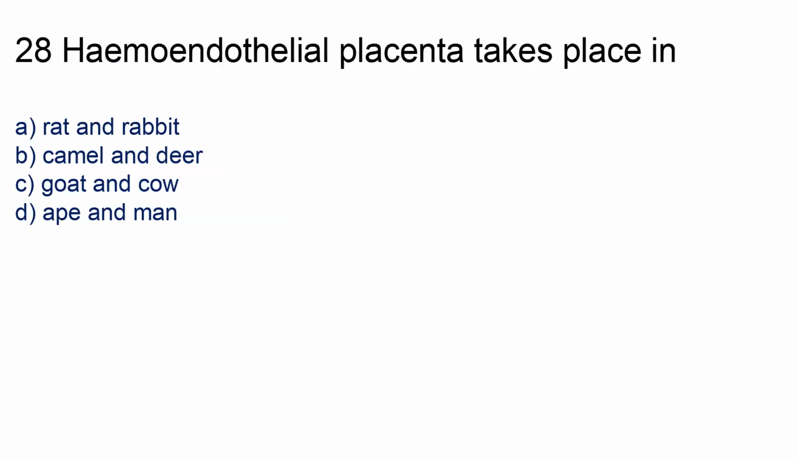Question 28. Hemoendothelial placenta takes place in: A. Rat and rabbit, B. Camel and deer, C. Goat and cow, D. Ape and man. The answer is A. Rat and rabbit.